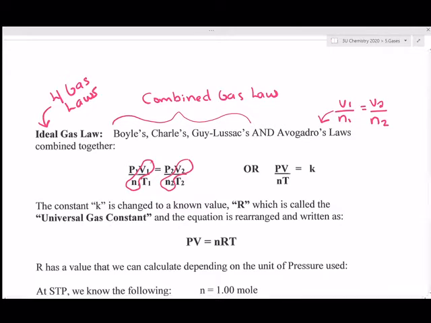So as before, an initial set of conditions is equal to a final set of conditions because it is a constant. Now, when we're talking about the ideal gas law, we've kind of replaced this constant with the letter R. So the constant is now going to be called R.